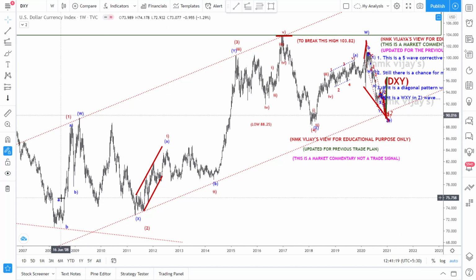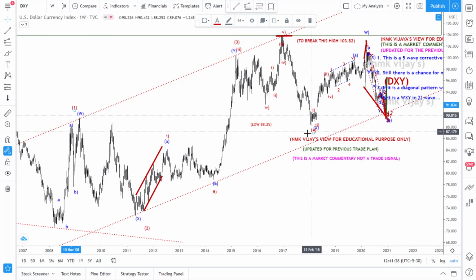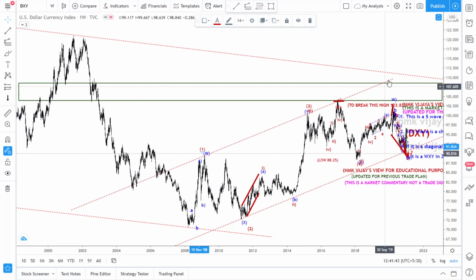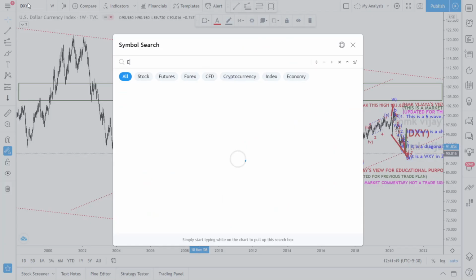So mind that. I have marked this as a corrective wave structure, as a 1 2 3 4, and this is the 4, and we are in that fifth wave. Each and every wave has an ABC. I put this as a 1 2 3 4, and A, B, and C to complete the 5-wave corrective structure. Whether that could be a leading diagonal also, or this could be a connecting wave also. So let's move on to Euro USD.